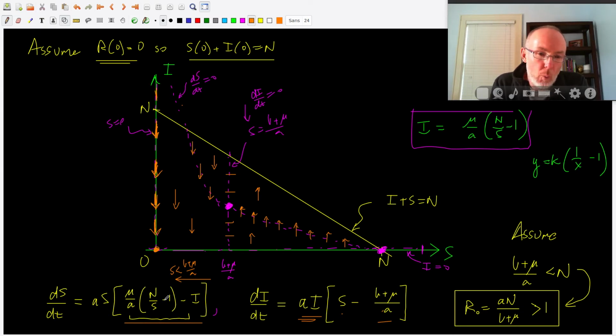Here, when this quantity is equal to I, in other words, I'm on this line, then S is not changing. But what is happening to I? Well, we already know that. What about if we're above the curve?